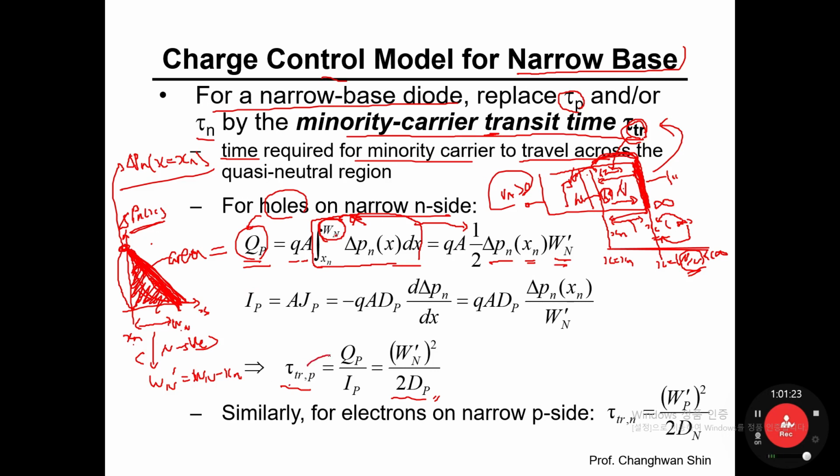Once we know how much hole charge is stored, divided by how much current is flowing, we can simply estimate the transit time. So let's estimate how much current has been formed by the injected holes. The hole current can be defined as cross-section area times current density, and this current density is minus q times dp, delta p sub n, divided by dx.